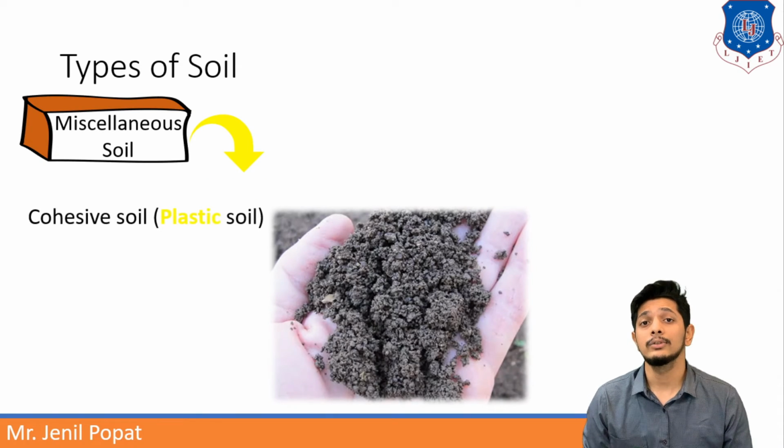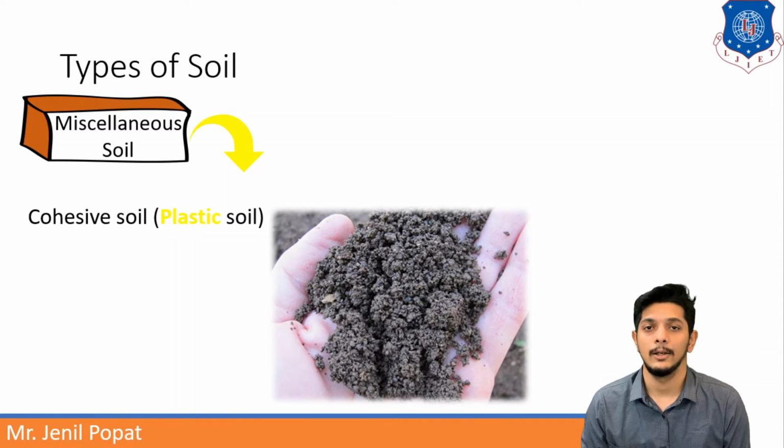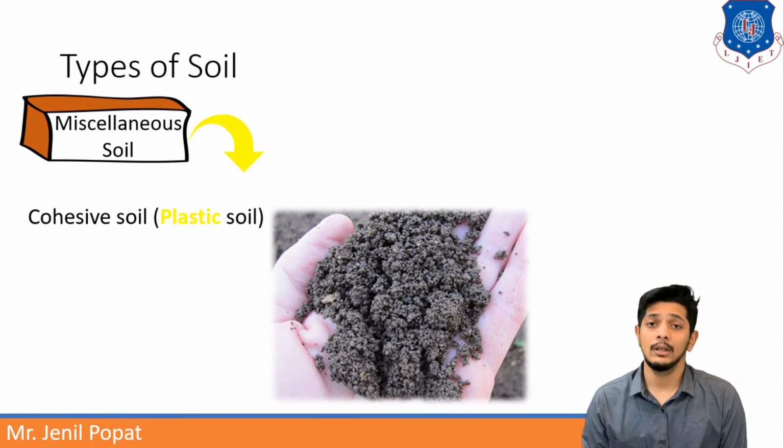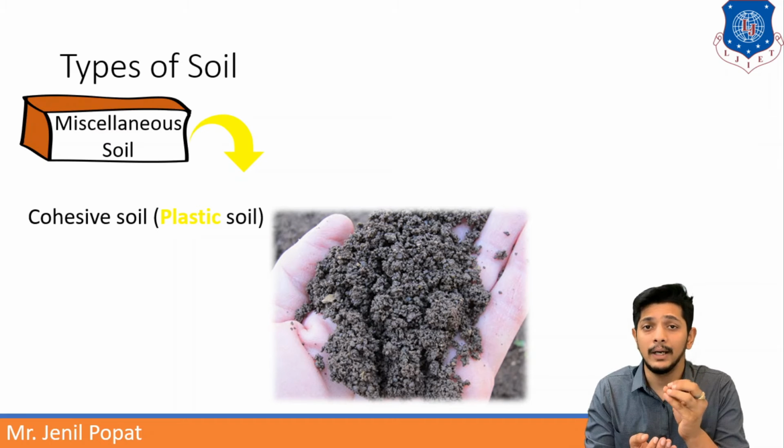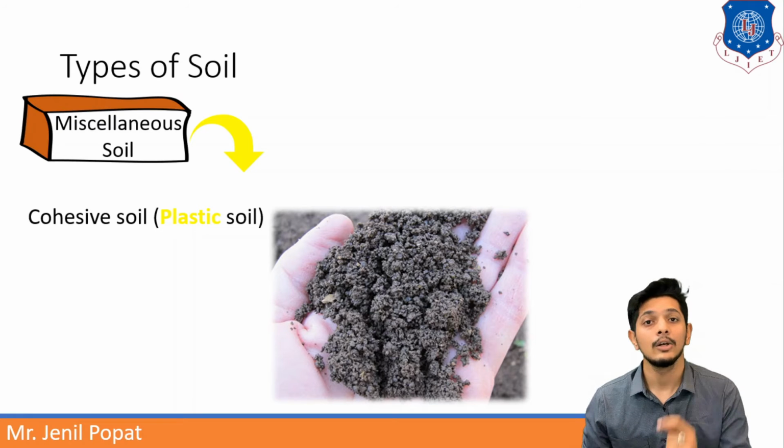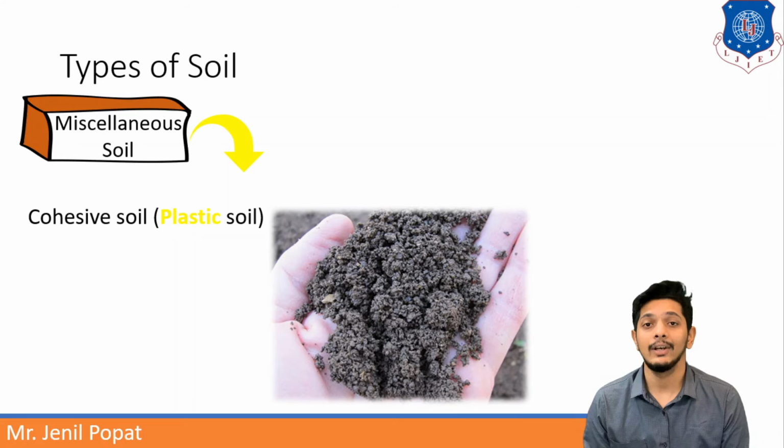Moving forward to the second type, there is cohesive soil, or we can say plastic soil. We can see in the picture there is clay. In this we can see different types of particles joined together, they are clogged together. Due to this we can say this is a cohesive soil, and a plastic soil, which will have some plasticity property.